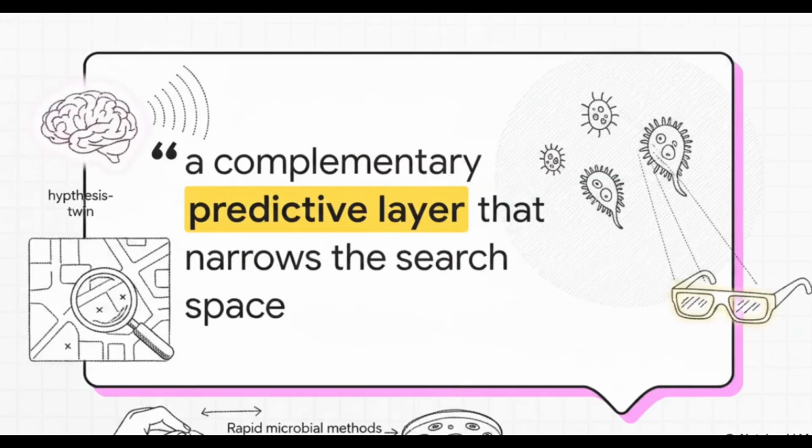Ultimately, it comes down to this. Digital twin simulation is a complementary predictive layer that narrows the search space. It works alongside, not instead of, rapid microbial methods and real-world swabbing. A digital twin is a hypothesis generation tool. It tells you exactly where to look, but you still have to go look, right? It doesn't replace your documented contamination control strategy. It dramatically enhances it by giving your team X-ray vision into the room's invisible physics.